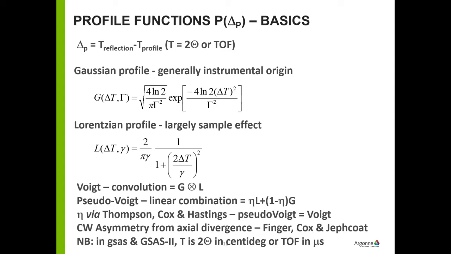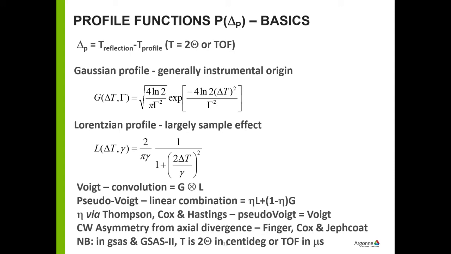On top of that, for constant wavelength experiments, namely laboratory diffractometers and also synchrotron diffractometers to some extent, there's something called axial divergence. And I'll explain what that is in a few minutes. The description of this was by Finger, Cox, and Jephcoat back in the 1990s, if I remember correctly.